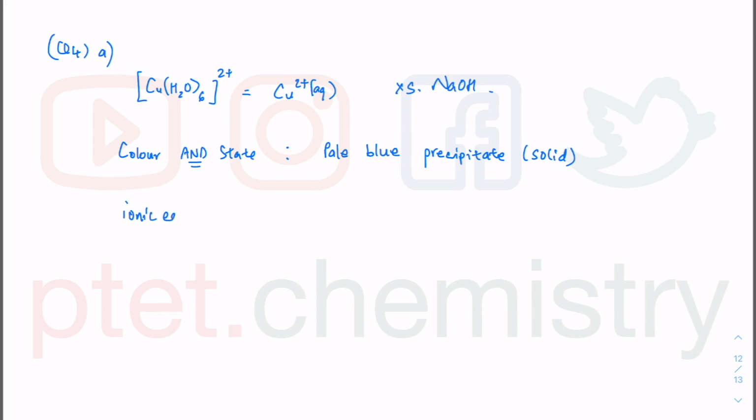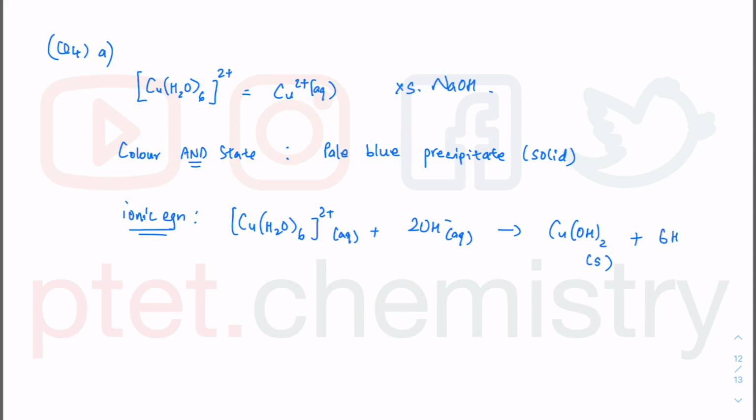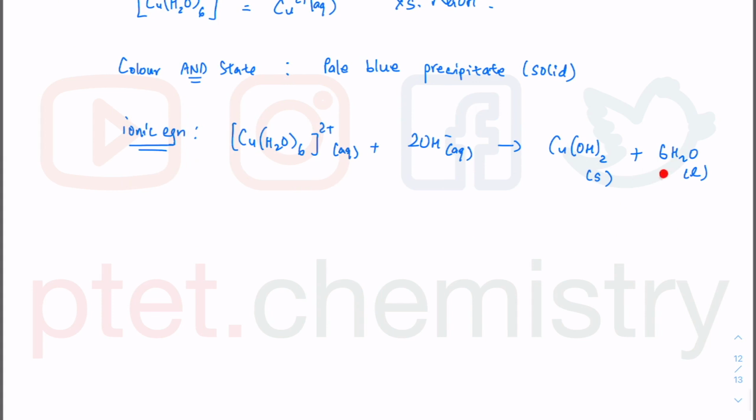Ionic equation. Ionic equation must have state symbols, whether they ask you to or not. So what actually happened is the Cu(H2O)6 2+ aqueous plus the 2OH minus aqueous. What happened is you get copper hydroxide as a precipitate, and there will be a solid, and it will kick out the water, which is going to be liquid, and they don't dissociate further. So this is a precipitation reaction, and this is what you have done for precipitation ionic equation. It's just adding in the water as a result of kicking out the 6 monodentate ligand there.